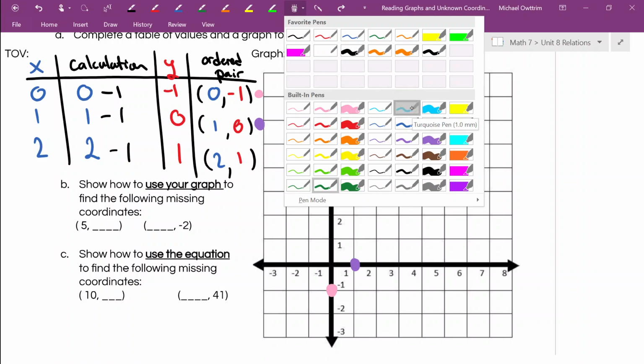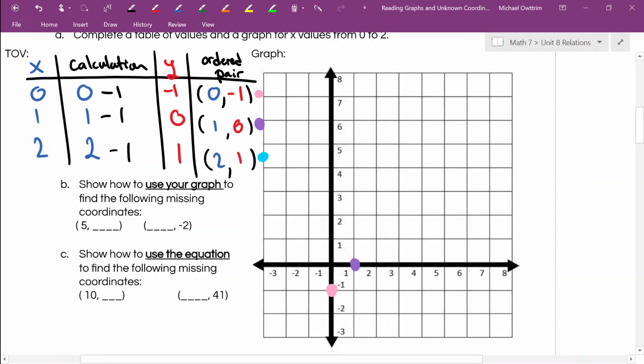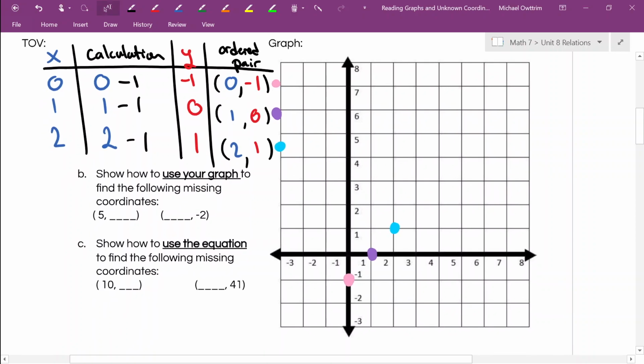Let's use this light blue. 2, comma, 1 is going to be 2 to the right and 1 up. And of course, those points do form a nice straight line for us. So in terms of using our graph to be able to find those missing coordinates, we again want to draw a line to represent our pattern through our points. And our line's pretty simple here, something a little bit like that going on. And of course, we can extend that, continuing that same line, as long as we need to.